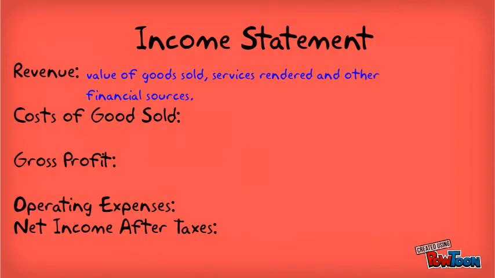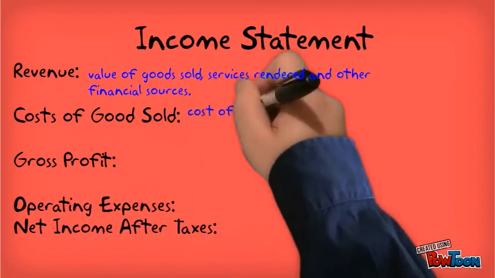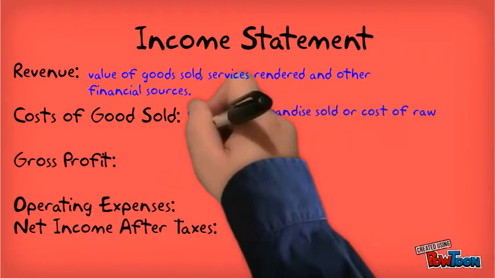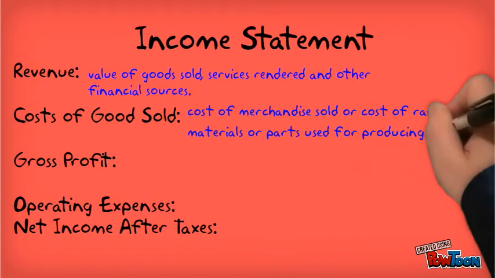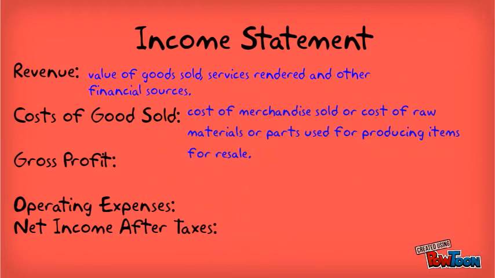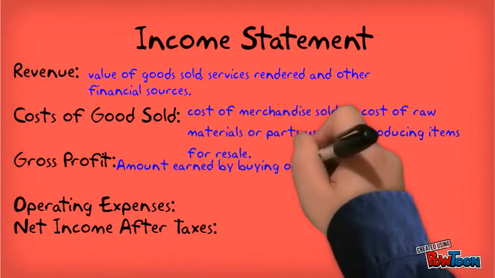The cost of goods sold includes the cost of the merchandise sold and the cost of the raw materials or parts used for producing items for resale. So with the shoe company, it would include all the materials used to make the shoes, or if you're purchasing the shoes whole, then the cost of purchasing the shoes. Then, to find the gross profit, you take the revenue and subtract the cost of goods sold. This indicates how much the firm actually gained by selling the product.